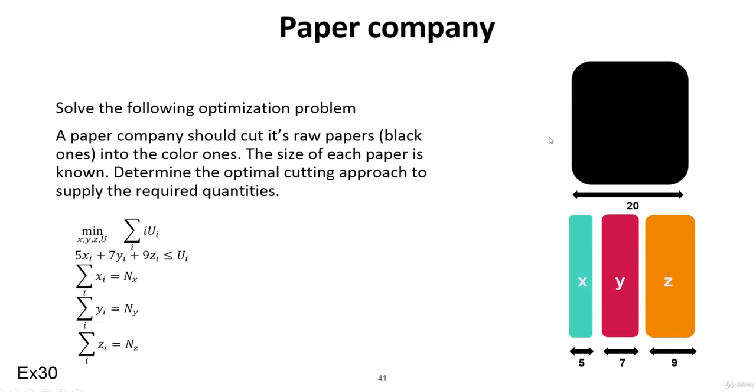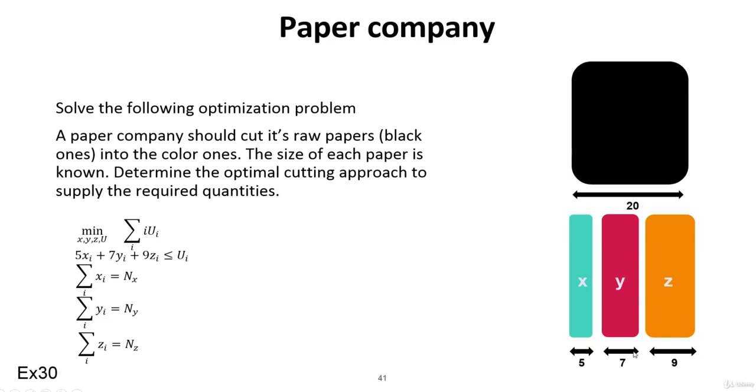Okay, so definitely I have to choose the binary variables. I want to know for each piece of paper, let's call it i, how many X I can extract, how many Y I can extract, how many Z I can extract. For example, 1 X and 1 Y, which will be 12. I can't do any more Z because the width of the paper is not big enough.